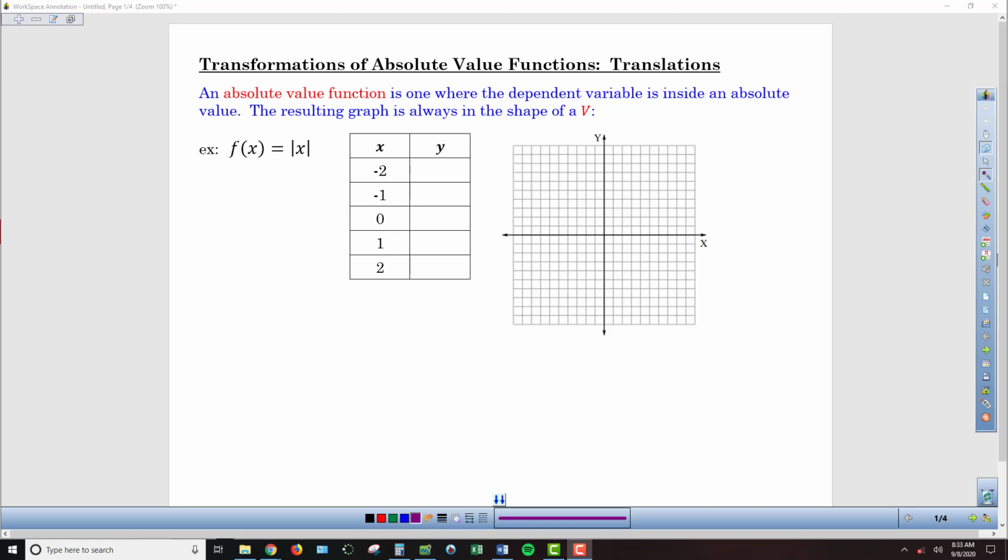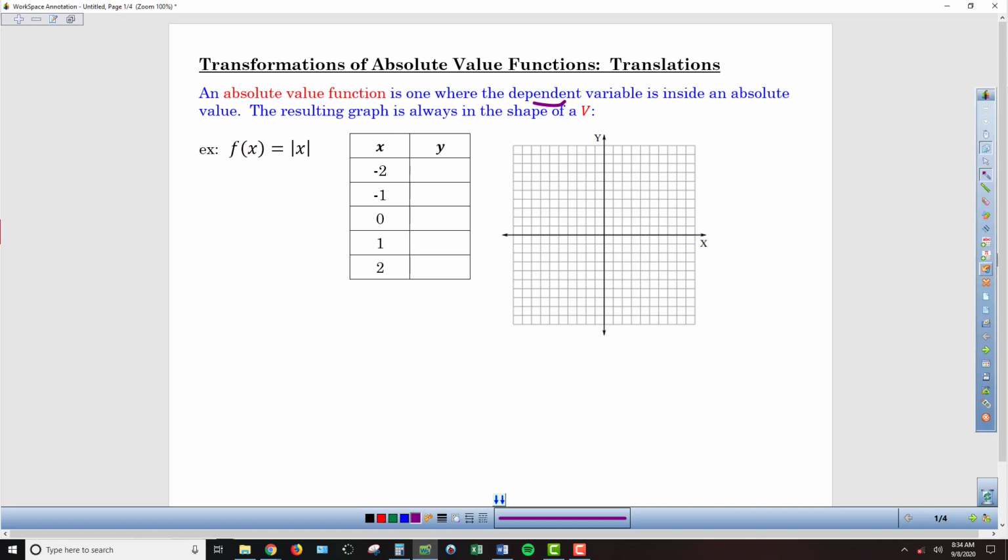So here we're looking at absolute value functions and their graphs on the coordinate plane. The idea behind an absolute value function is that x, the independent variable, is inside of the absolute value. Now there can be more stuff going on, as we'll explore over the course of the next couple of lessons, but the bottom line is x has to be inside the absolute value, and then the f of x, or y if we want to treat it that way, is on the other side of the equation.